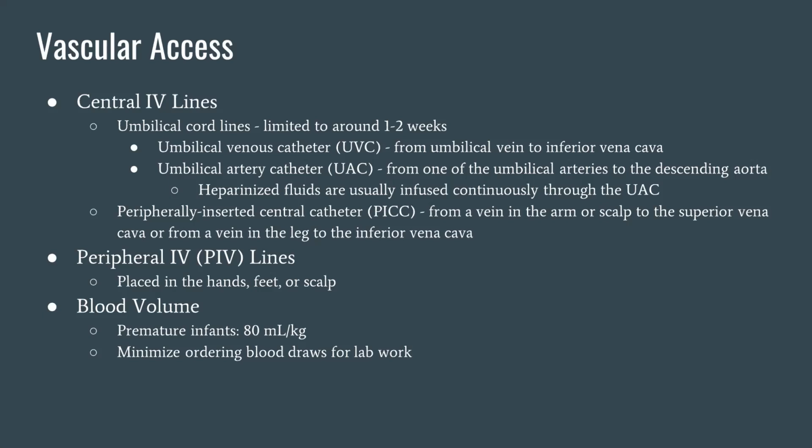Umbilical artery catheters, or UACs, are often used to monitor blood pressure and prevent us from having to stick the baby so many times to get labs drawn. Another form of central line is a PICC, or peripherally inserted central catheter. And this one isn't specific to neonates, but we will often use them, especially for babies that are going to require more long-term therapy.